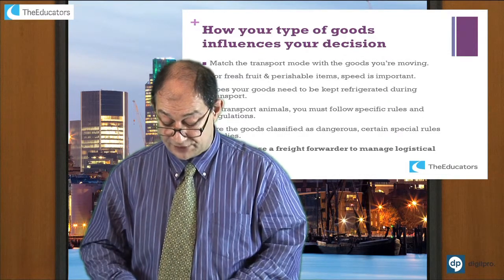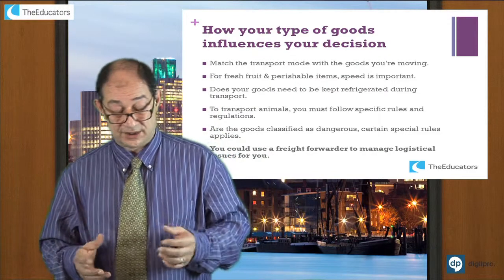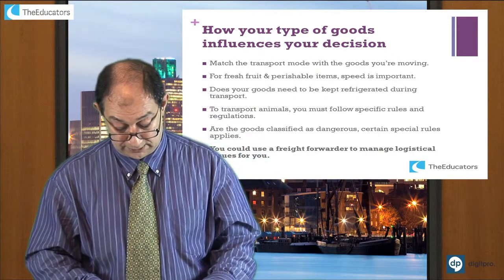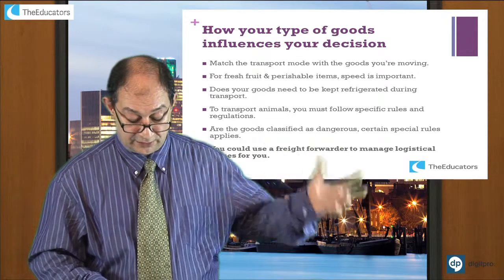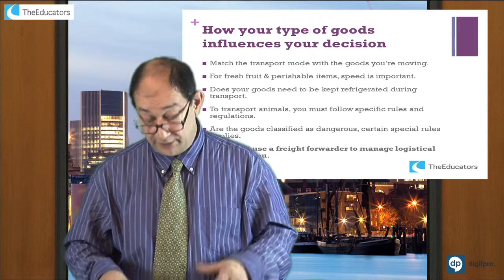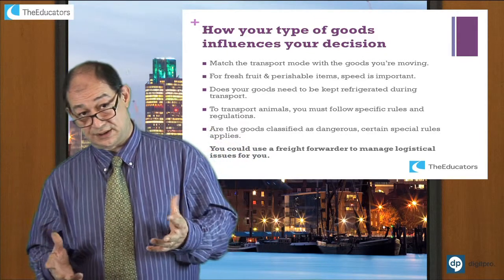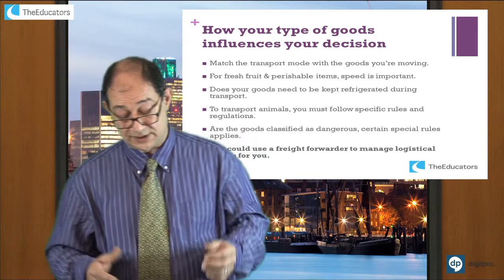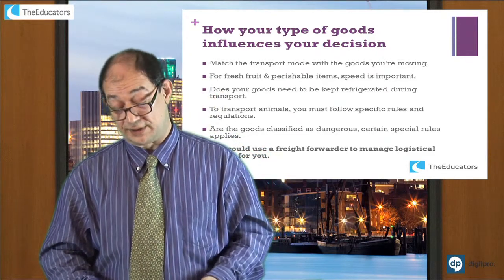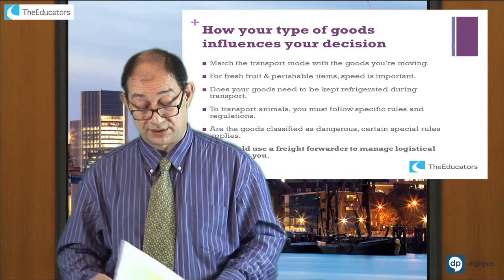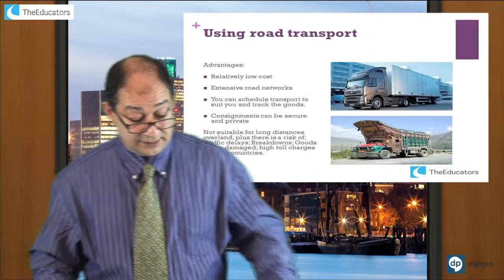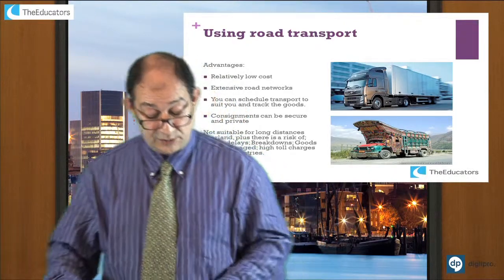If you're doing livestock, you can only use certain terminals which are suitable for livestock, be it trucks or airplanes, which need to be adapted for that kind of transportation. If your goods are dangerous, like explosives or aerosols, they need to follow certain rules and regulations. Some modes of transport cannot accept that kind of goods. Now, let's look at these different modes of transport one by one.